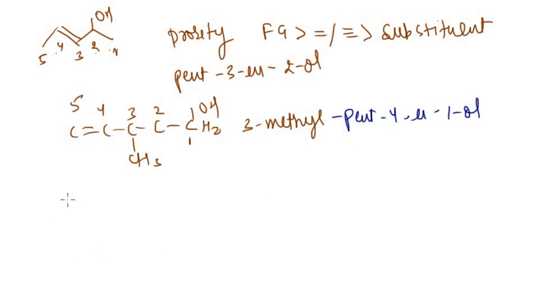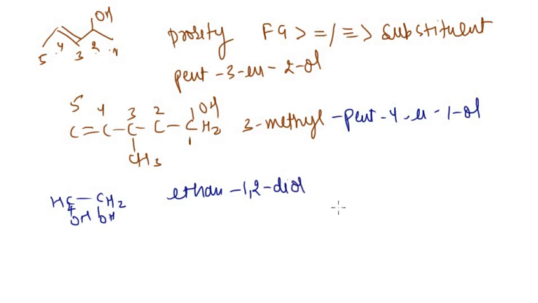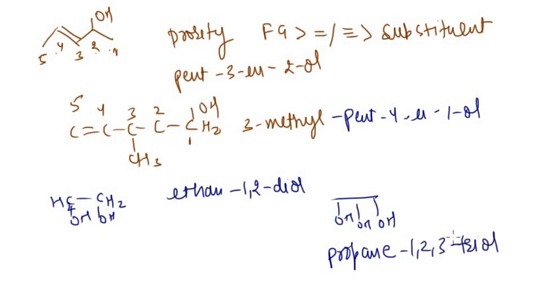Now if we have more than one alcohol group, OH, CH2OH, now we will be naming it as ethane-1,2-diol. If we name it as OH, propane-1,2,3-triol.